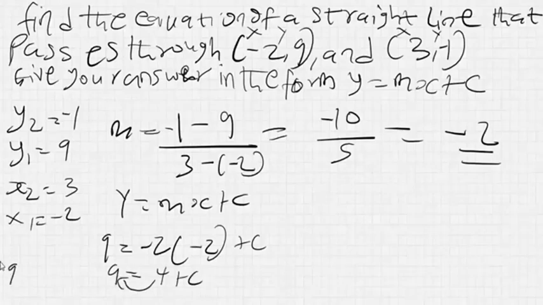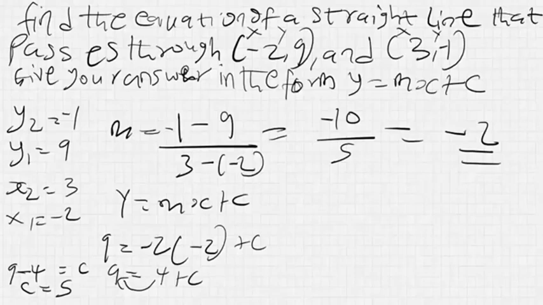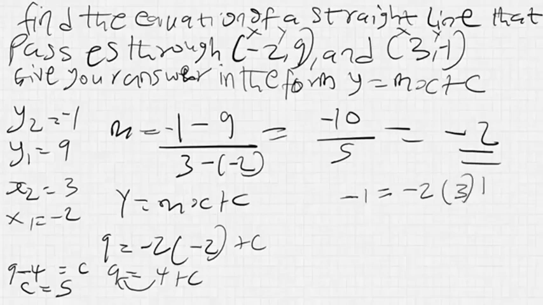So we're going to have 9 minus 4 equals c. So our c will be what? 5. Or you can also choose to use the second point where our x is 3 and our y is -1. Either way will work, but let's use the second point. So where our y is -1 and our x is 3, it's going to give us -1 equals, our slope is -2 times 3, plus c. So when you simplify, you're going to have -1 equals -2 times 3, which is -6, plus c.